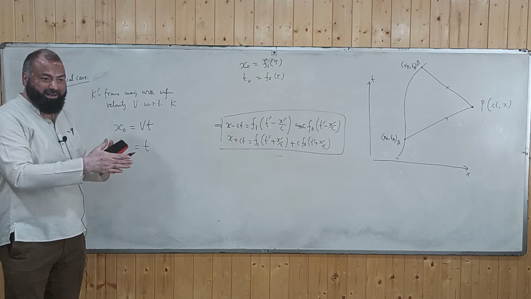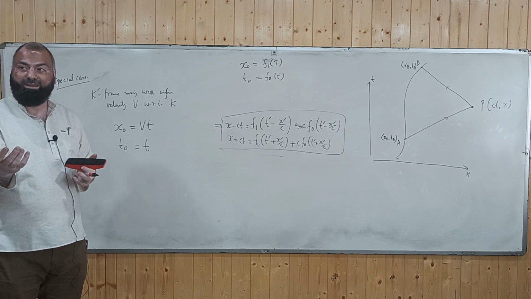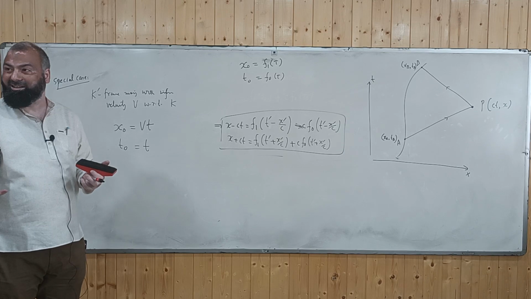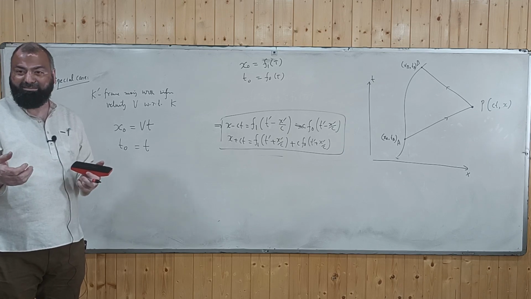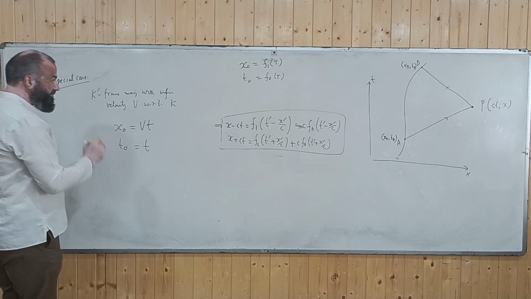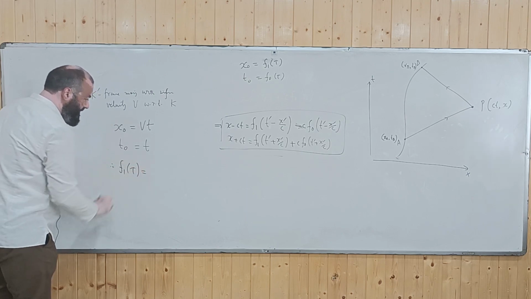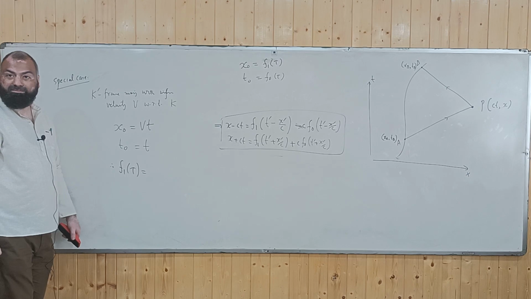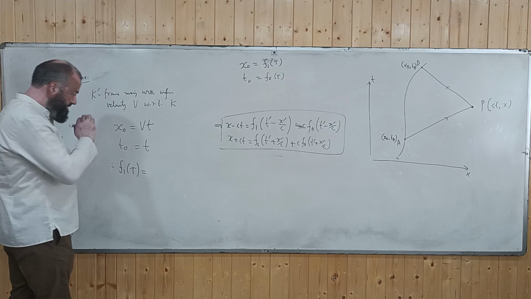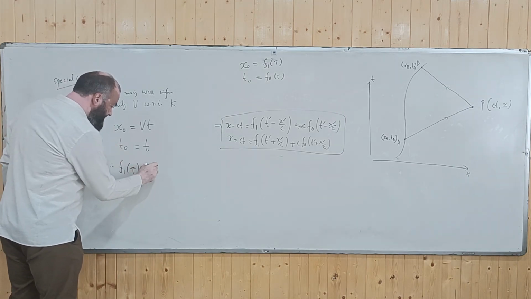So, think of a particle that's moving with a uniform velocity. How do you define the x coordinate? Velocity into time. Clear? This is the standard definition. And how do I specify the time? Just by the time. Clear? Okay, so now tell me, f1 of tau will be what? Vt. So that is Vt.